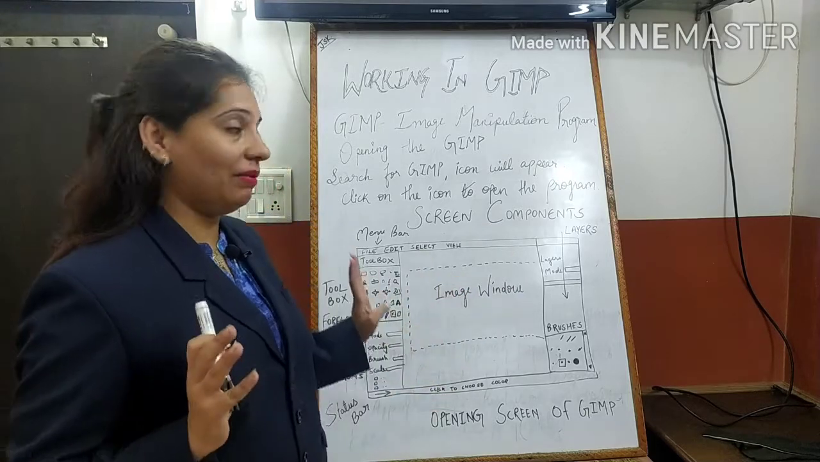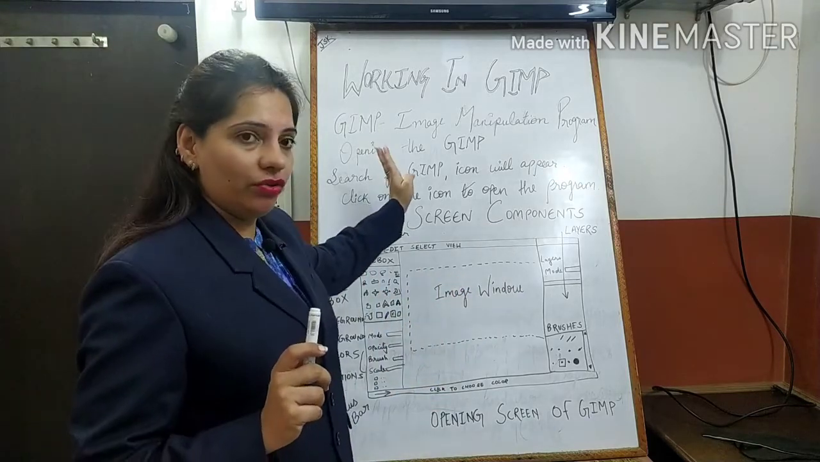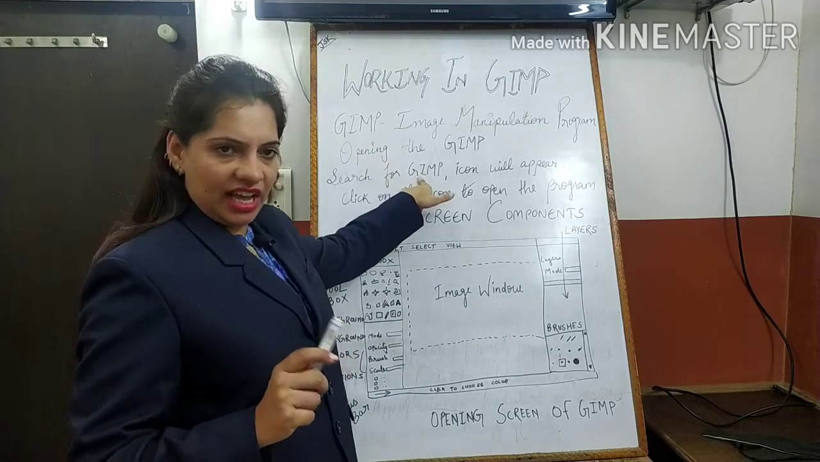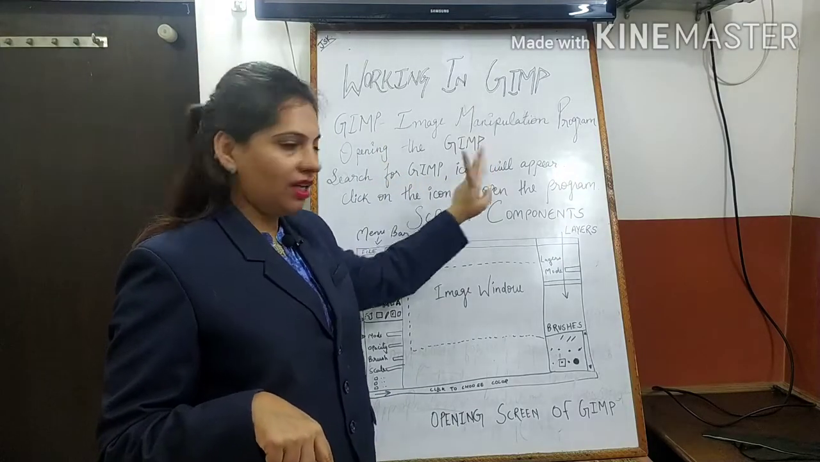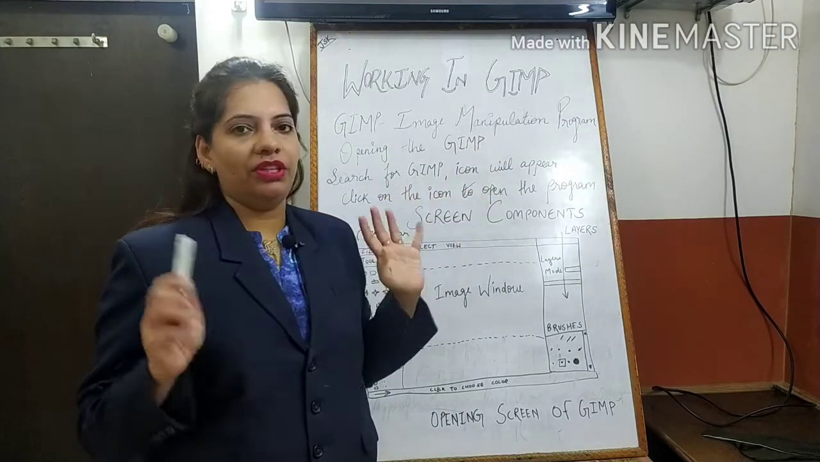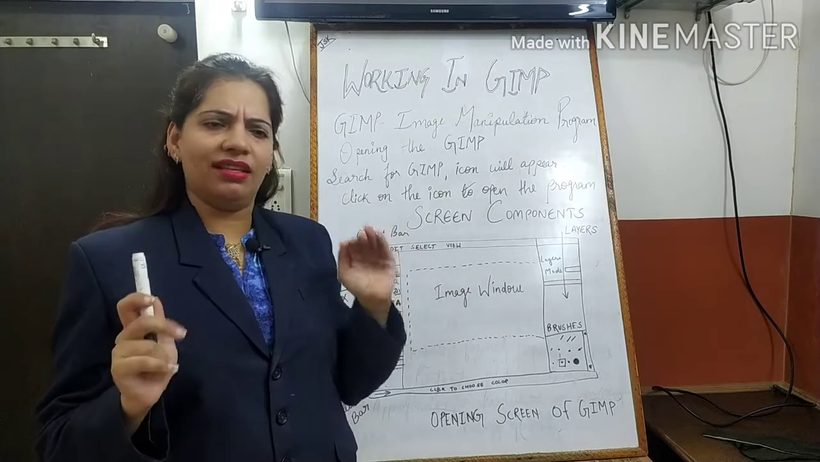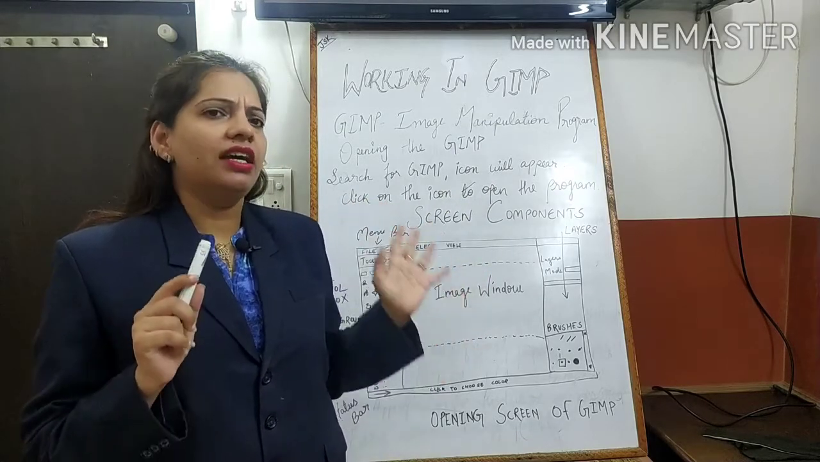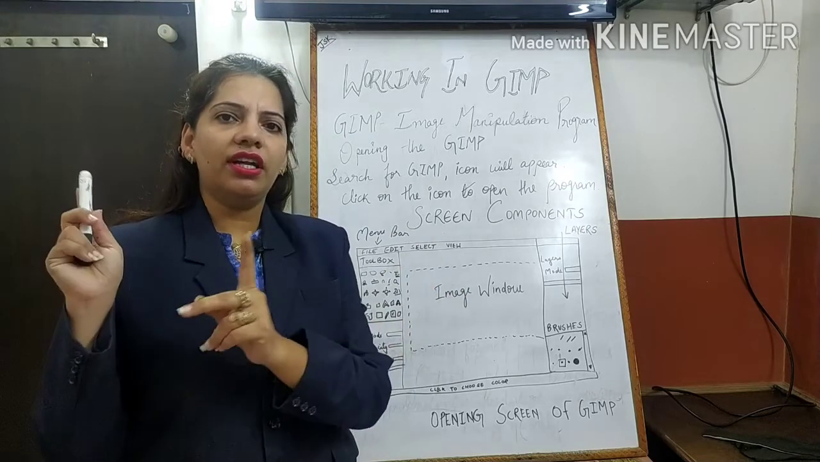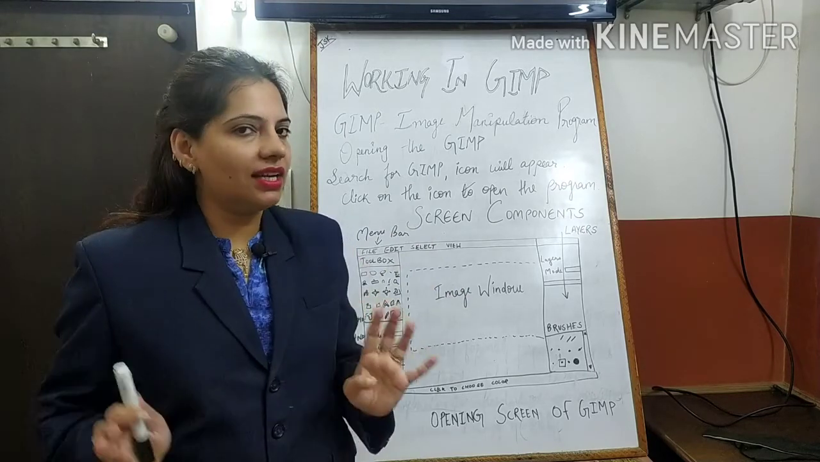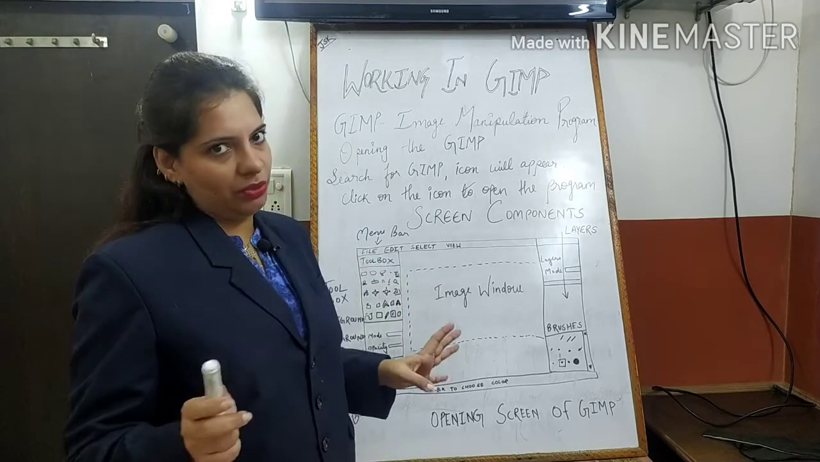Okay, so I have tried it from my side. What you have to do first is search for GIMP. The icon will appear, and you have to click on the icon to open the program. Okay, so this is the basic thing. You have to search because it is inbuilt, it is there. The icon will appear and just click on it to open the program.